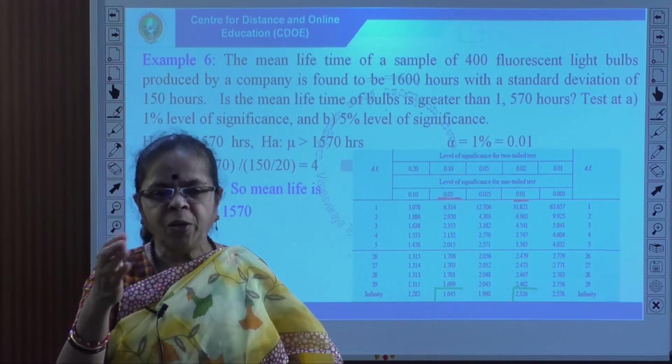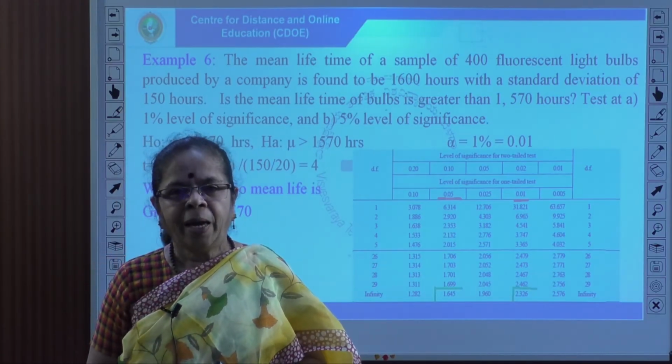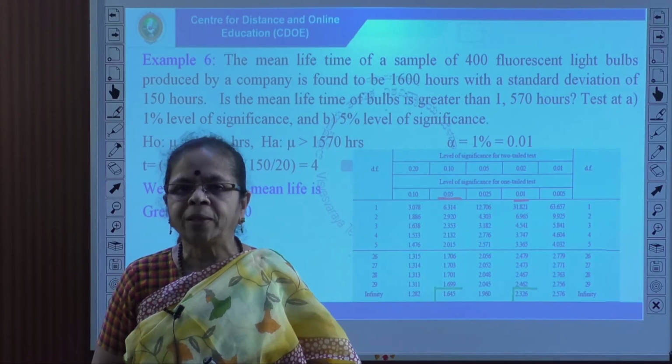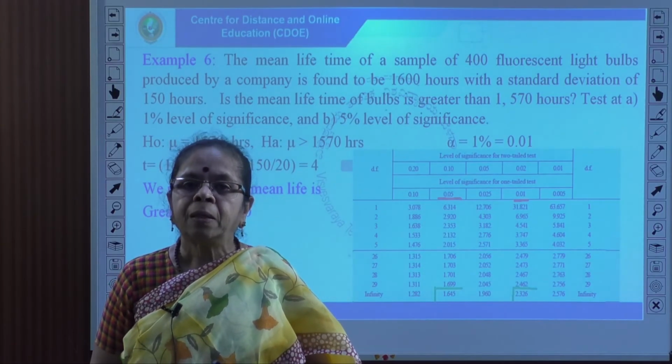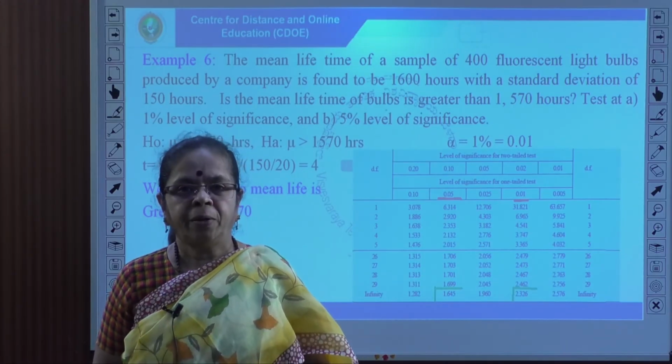All along we have been doing one sample, and in the next video we will see how to do it with 2 samples and how to use it when there is an effect on the dependent variable.